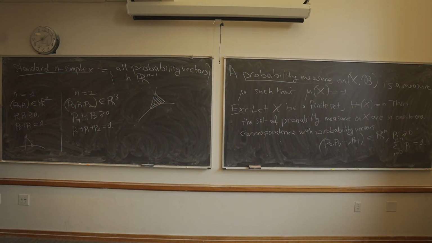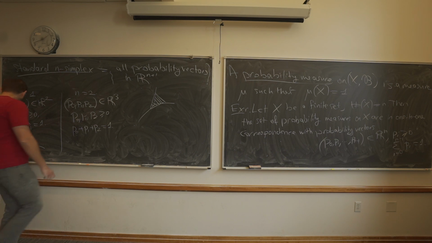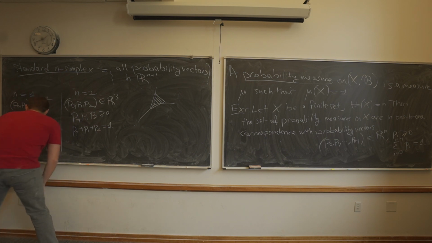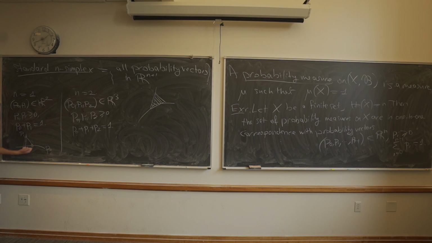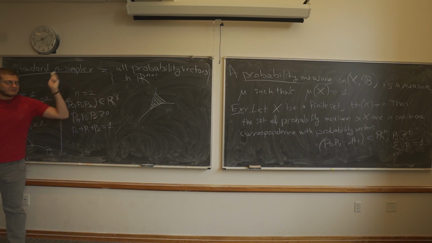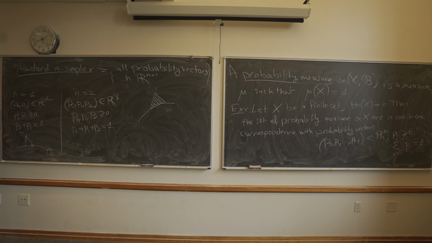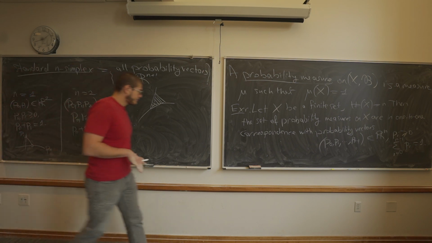You should really think of it like this. Let's say that the first axis is p0, and the second axis is p1. On this standard n-simplex, each point represents a unique probability measure on my finite set. In this case, I have 2 points. So if I were to look at this point, well, this represents, maybe let's be more specific about this.